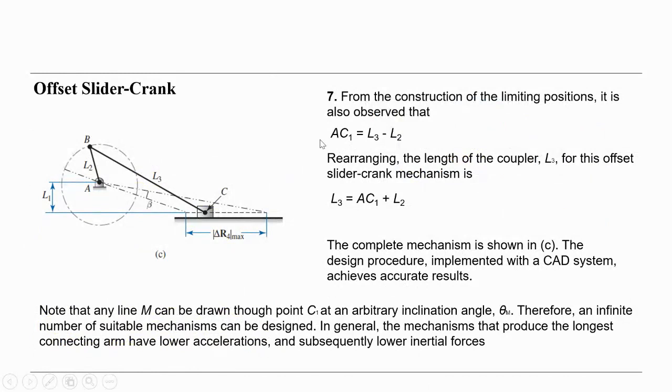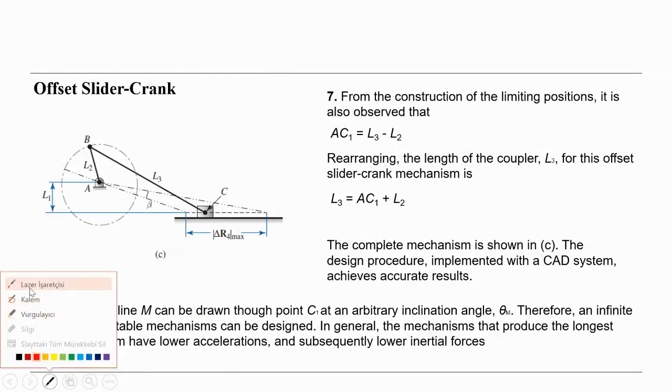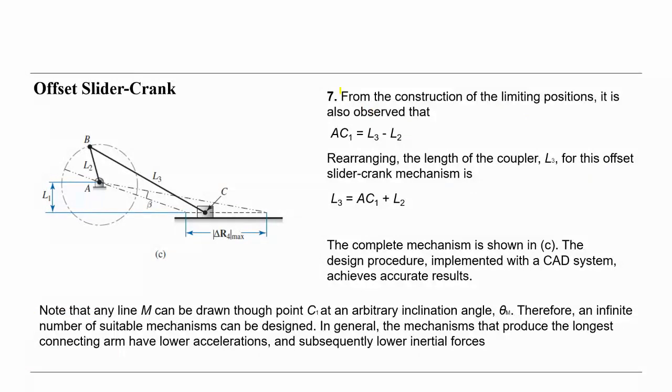Then AC1 is equal to L3 minus L2. From this construction of the limiting position, it is also observed that AC1 is equal to L3 minus L2. Rearranging, the length of the coupler L3 for this offset slider crank mechanism can be calculated. So the complete mechanism is shown in C here. You see the complete mechanism here.